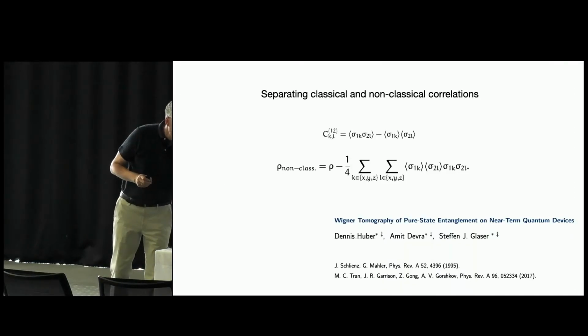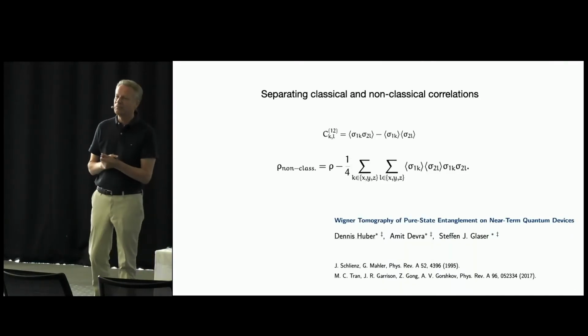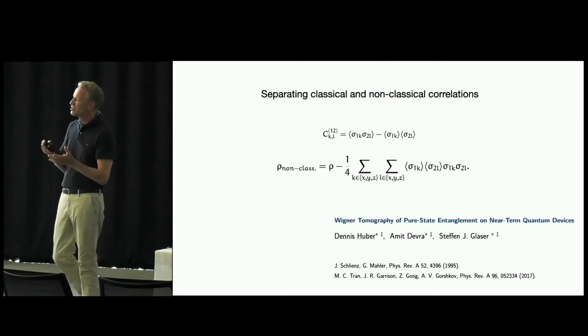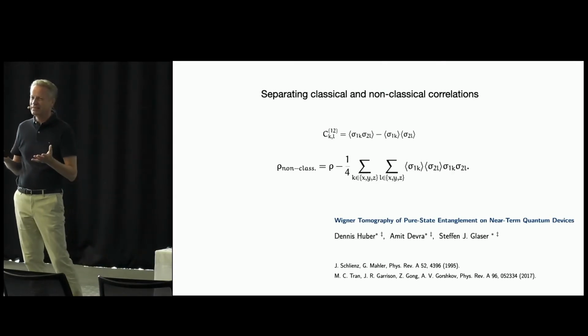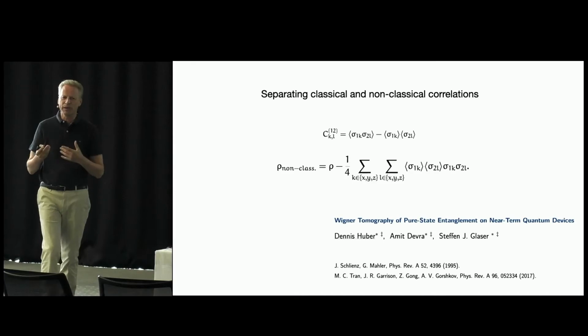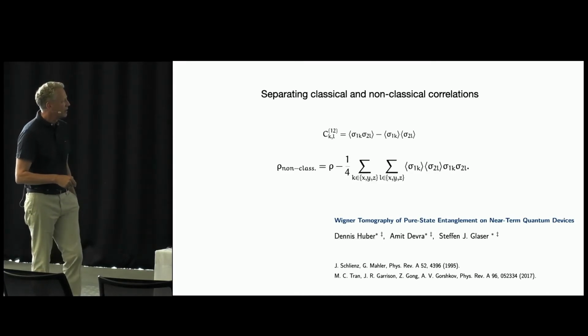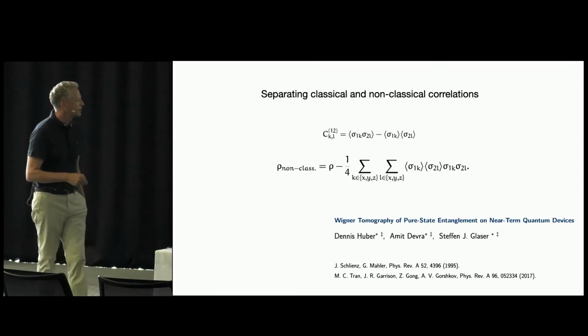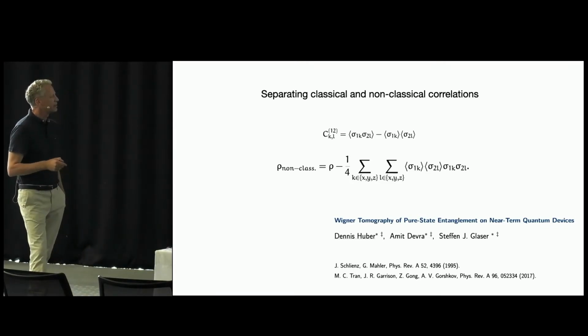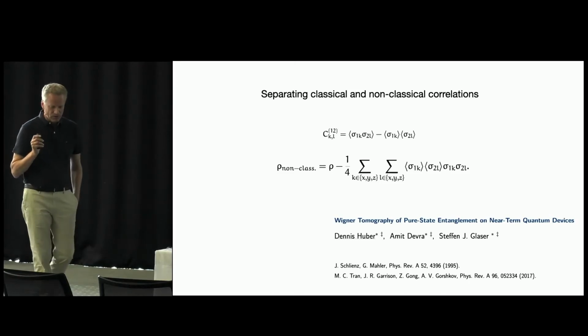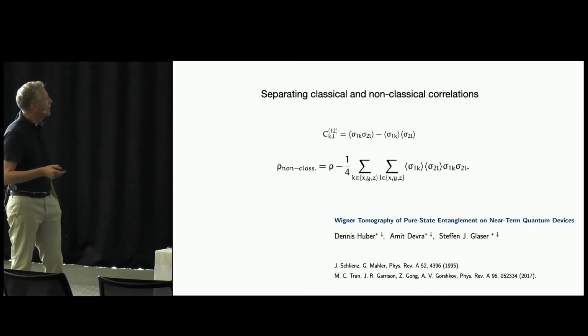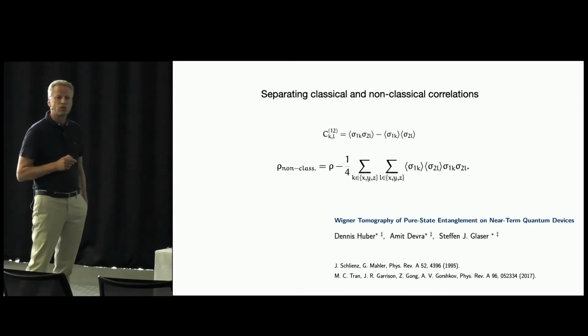But there's actually literature, which we more or less found by accident, which I think is not very well known. It actually started in the 90s by a group of Schliens in Stuttgart. They found a general way to separate classical and non-classical correlations.